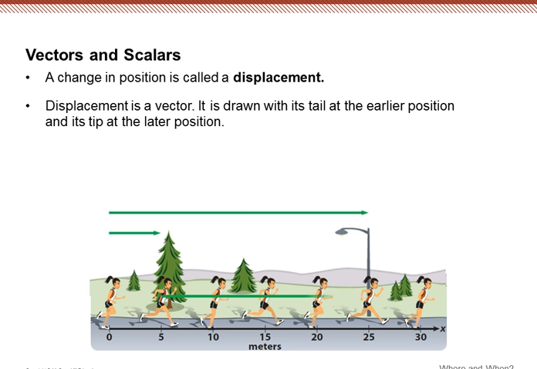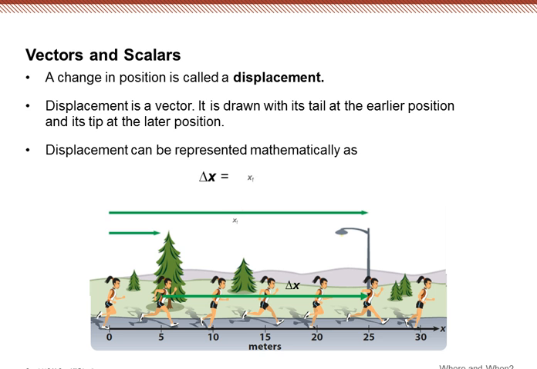A change in position is called displacement. So when we're talking about the position from this spot here to this spot here, that change in position is the displacement. This runner is at 5 meters at one point in time, and then at 25 meters at another point in time. How far did they move? Once again, we use the final minus the initial. The change in the position of that runner gives us the displacement, and we also represent that with a delta x, delta meaning change.